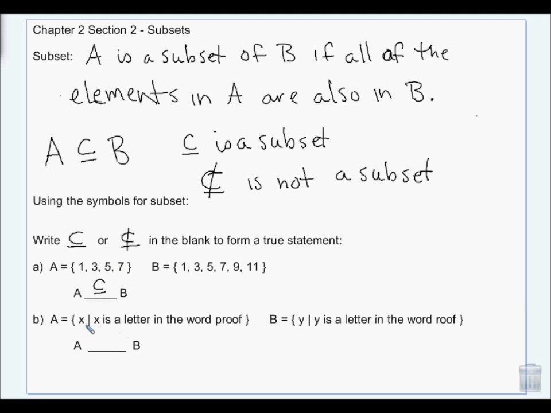Okay, so here I have X, such that X is a letter in the word proof. Okay, so in the next set I would need P, R, O, O, and F. Well, B is Y, such that Y is a letter in the word roof. I'm missing the letter P, so it's not a subset. So they have to match.